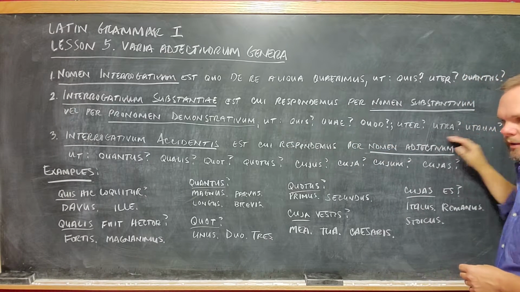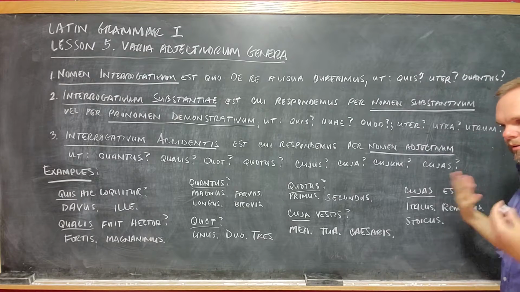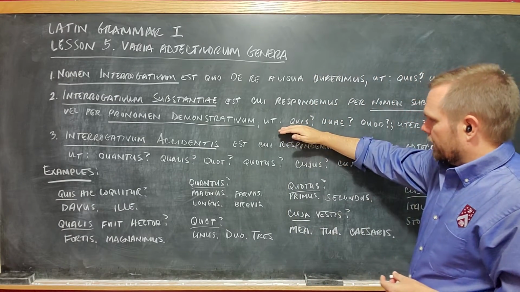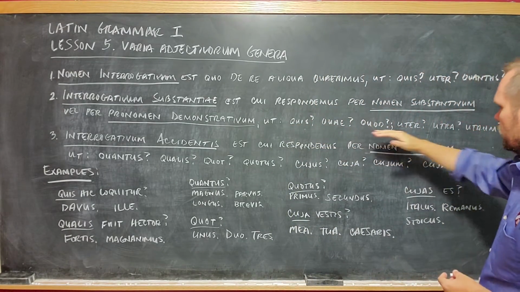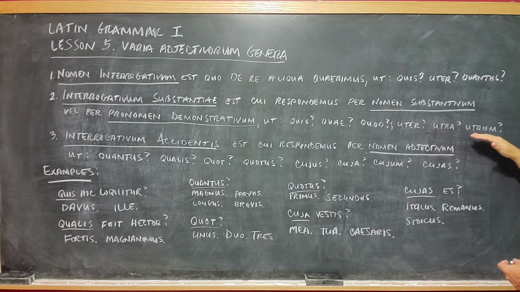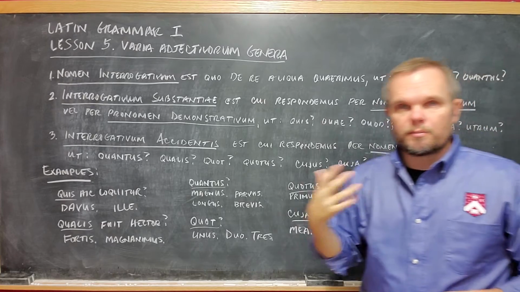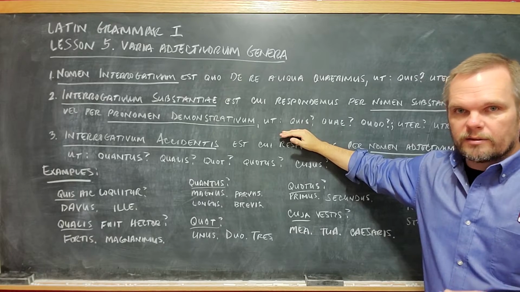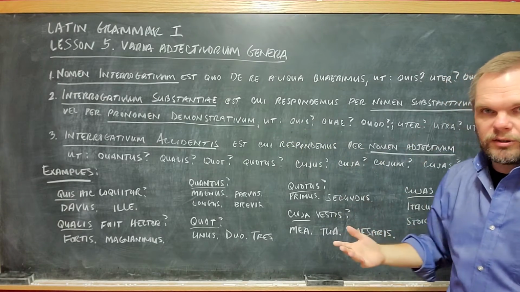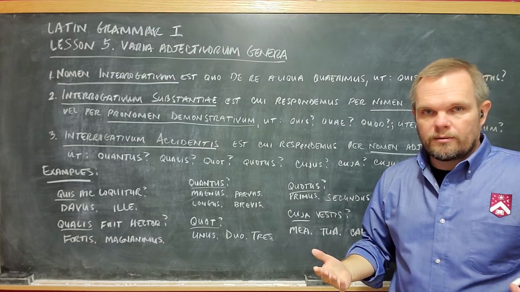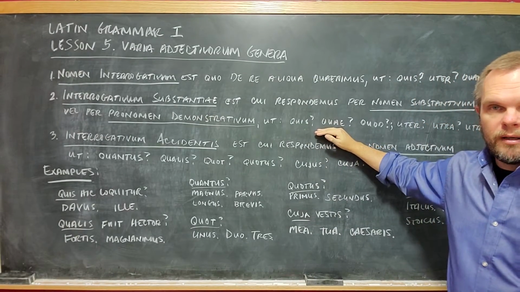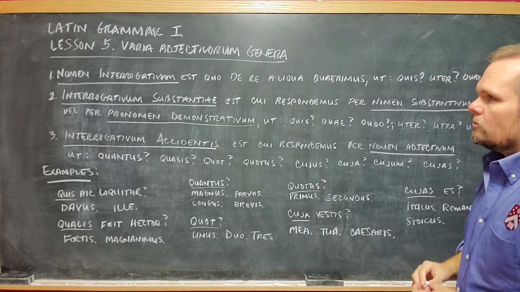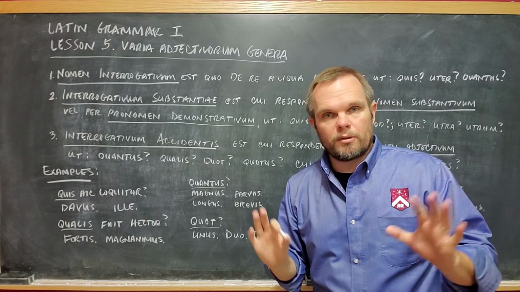Uter, utra, utrum. These are the three different genders of the noun which. Okay? So this is masculine form, feminine form, neuter form. So if you ask a question and expect a masculine response, you would use the masculine form of the interrogative noun. All right? If you asked a question and expected a feminine response, you would use the feminine form of the interrogative noun.